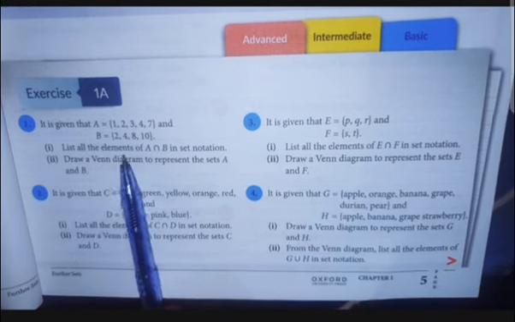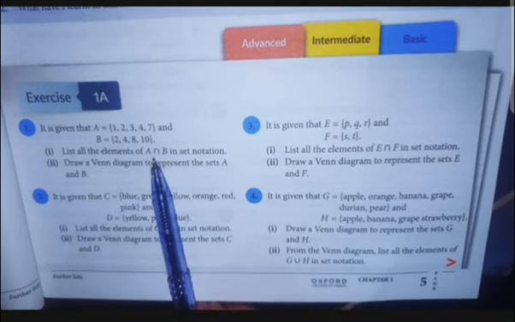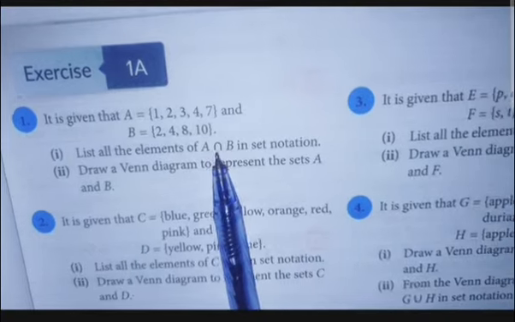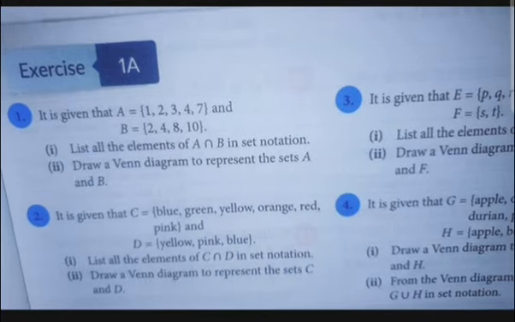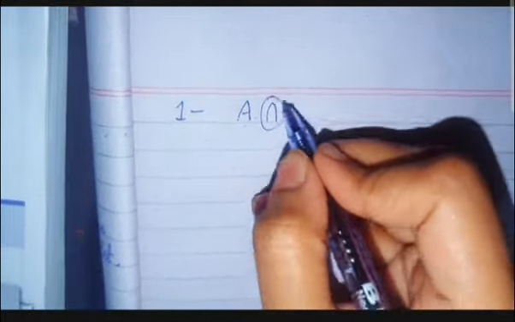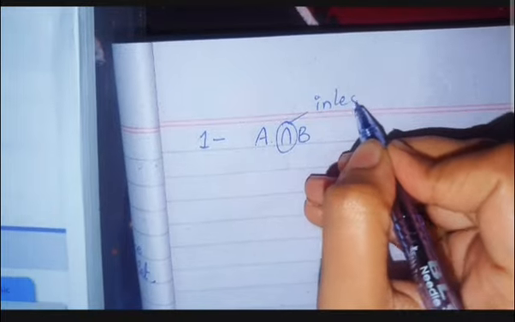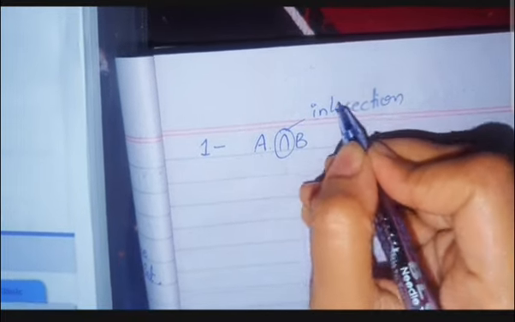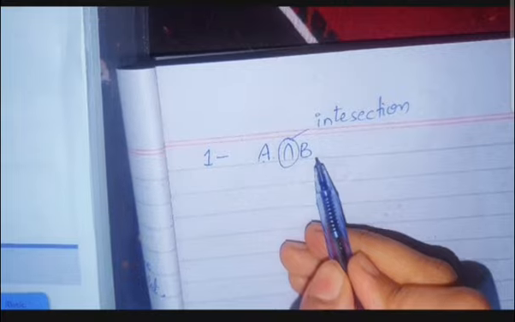Part 1 is list all the elements of A intersection B in set notation, and this is the symbol of intersection. So we have to find out A intersection B. This is the symbol of intersection. Intersection means the elements that are common in A and B both.